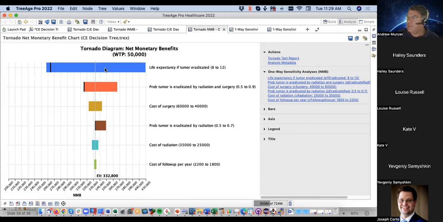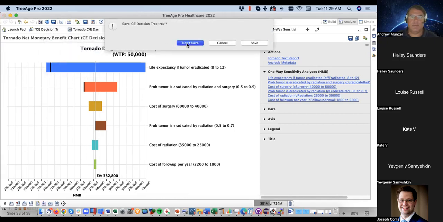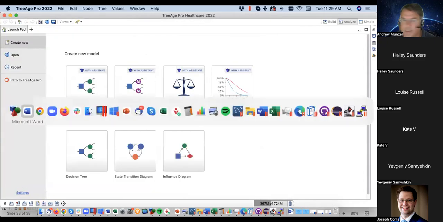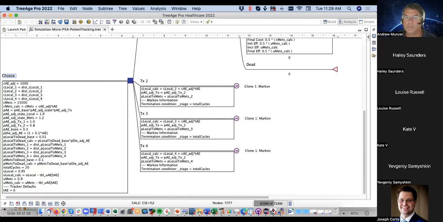So I'm going to move on to a different model, a different analysis, if that's okay. So let me close all this stuff. Second, I've got to find the model I was going to use. Okay, so I've got a model.